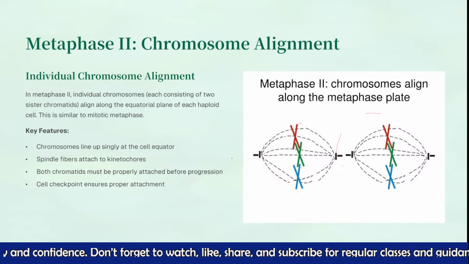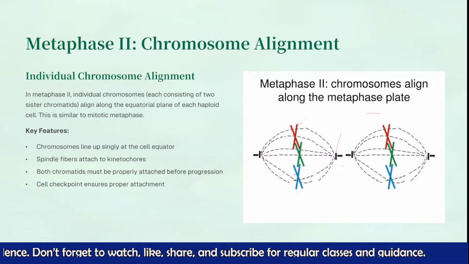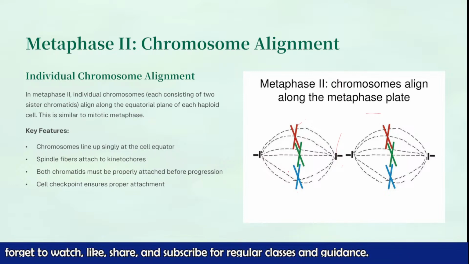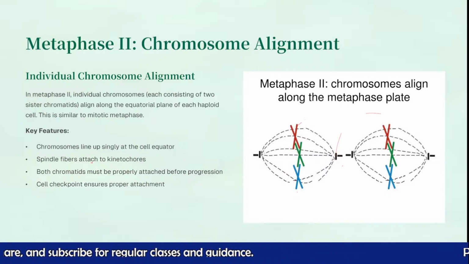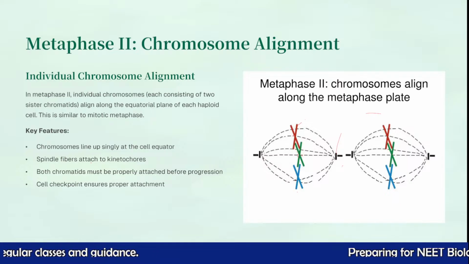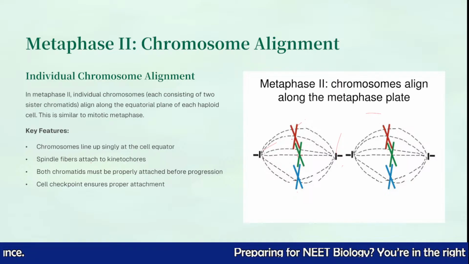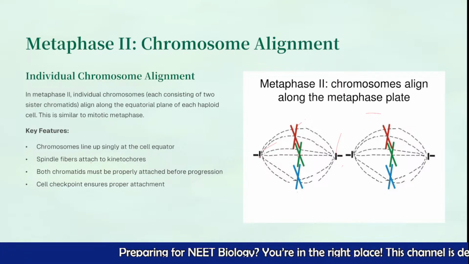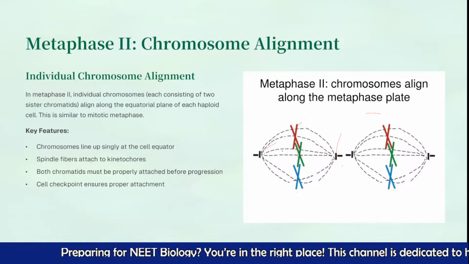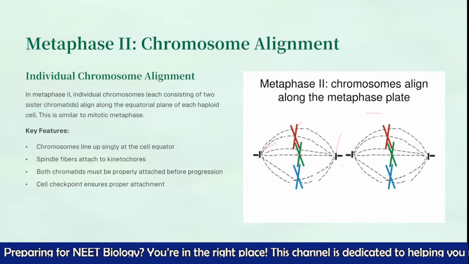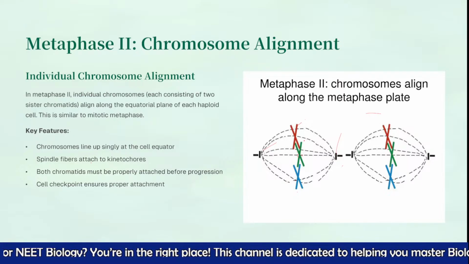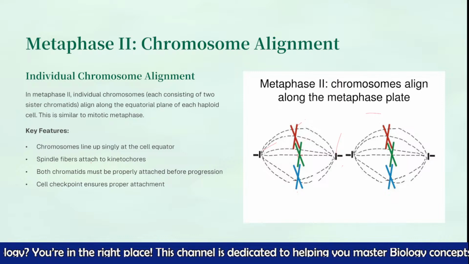So it is similar to the mitotic metaphase. Chromosomes line up singly at the cell equator. Spindle fibers attach to the kinetochore. We know the position of the kinetochore: it is next to the centromere. So all the spindle fibers will be attached to the kinetochore. Both the chromatids must be properly attached before the progression, right? Then the cell is ready.